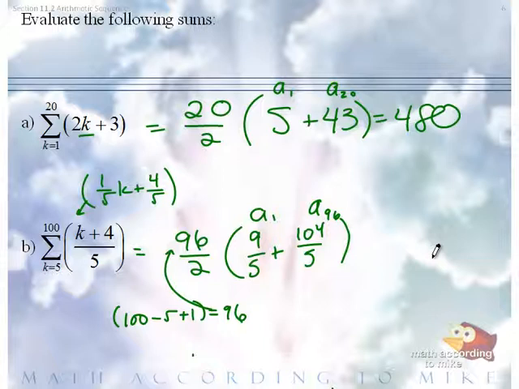Now you could use the second formula if you wanted to. The common difference, d, would be the slope. So for the second one, you would say 1/5. But I think the first one's much easier for this guy.